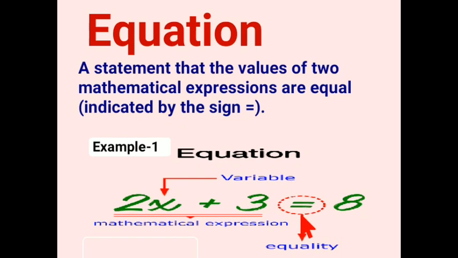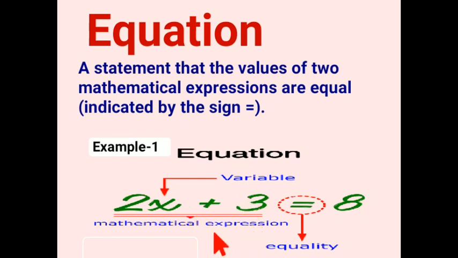If there is no equal to sign, suppose you don't have this equal to sign and 8, only 2x plus 3 is there, then we will not consider that as an equation. We will just consider it as an expression. Alright, if suppose there is an equal to sign and any other number, then we will consider it as a whole equation. Alright, so if there is no equal to sign, then it is the expression.